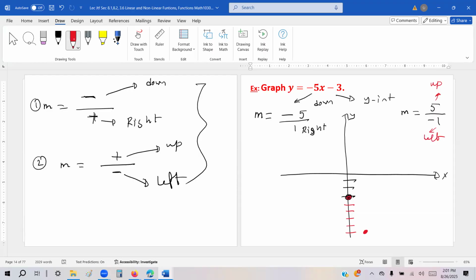So that means from your y-intercept, you're going 1 up, 2 up, 3 up, 4 up, 5 up, and then 1 left here. So now you have your 3 points. You're happy, you connect them with a straight line. Which is hard for me without a ruler. Something like this.